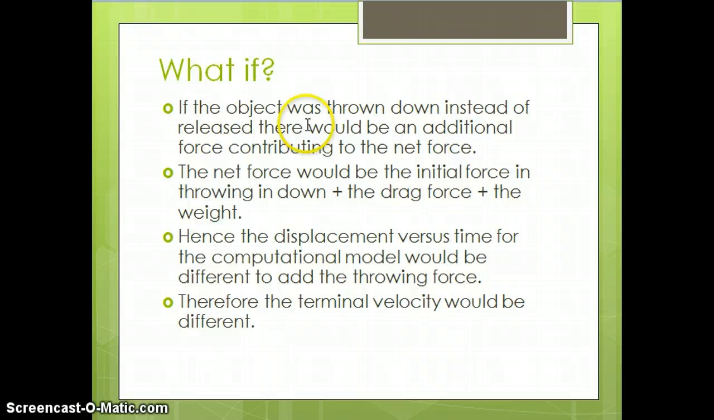What if the object was thrown down instead of released? There would be an additional force contributing to the net force. The net force would be the initial force from the throwing plus the drag force plus the weight. Hence, the displacement versus time for the computational model would be different due to the added throwing force. Therefore, the terminal velocity would be different.